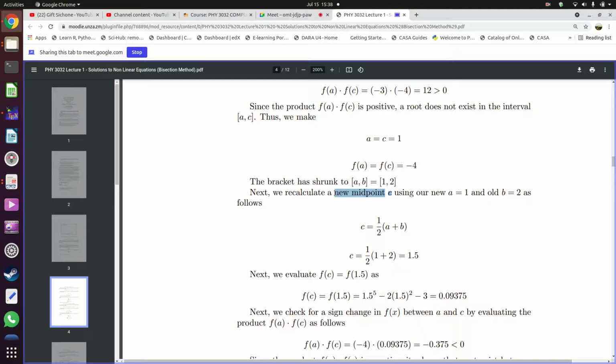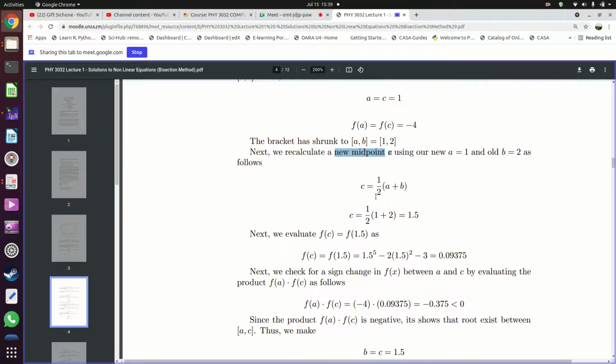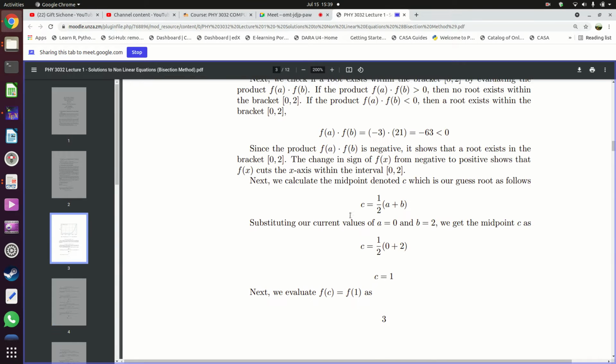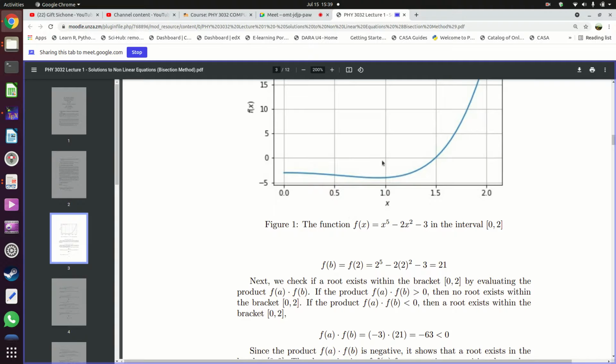So we had a first guess solution of 1. Now we are going to work out another solution. So C is equal to half A plus B. Our A is 1. Our B is 2. So C equals half 1 plus 2. That is 3. 3 divided by 2, that is 1.5. So you get your C as 1.5. So this is the solution, C, 1.5, as the midpoint between 1 and 2.